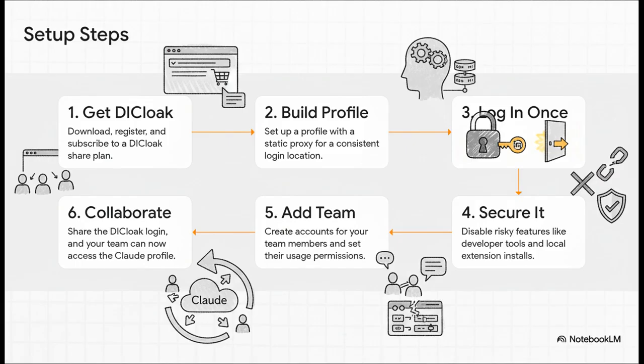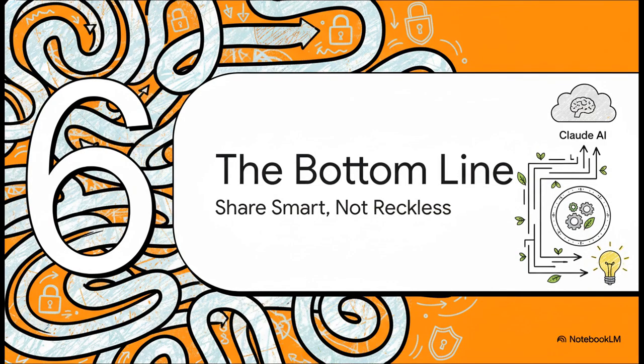Then you lock it down. Disable things like developer tools and extensions. After that, you just create accounts for your friends or team members, set their permissions, and you're done. They log into DICloak, not Claude, and get safe, secure access. So, let's pull all of this together. What's the big takeaway here? It's really about changing how you think about sharing, moving from a risky shortcut to a smart, well-managed system.